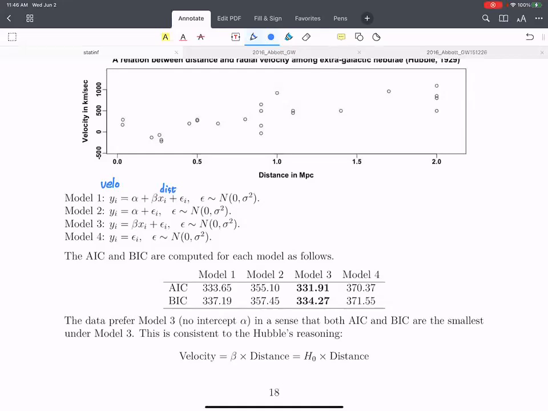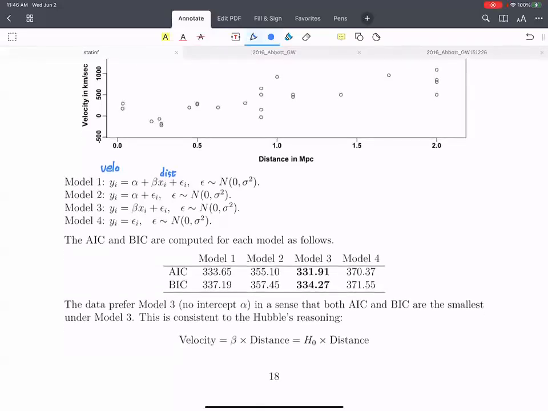So it seems like the data are telling us that, oh, I like model 3 with respect to AIC and BIC. And that conclusion is actually consistent with Hubble's argument, because Hubble's argument in the paper is that velocity is some slope times distance without any intercept term in a linear regression. And that slope is interpreted as the Hubble constant.